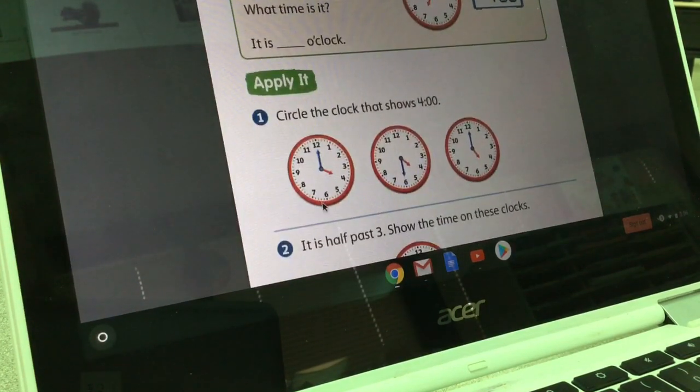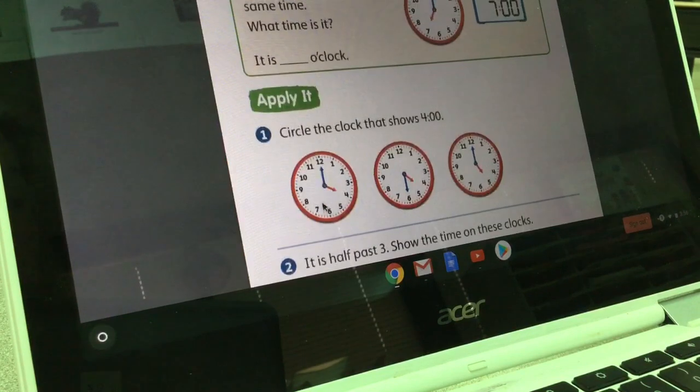Okay, let's apply it. The directions say circle the clock that shows 4 o'clock. Now, there's only one correct answer. It's important that we look at each one before making our choice. The hour hand is pointing to the 4. The minute hand is pointing to the 12. This shows us what? 4 o'clock. Oh, that's what we're looking for. Let's take a look at the rest just to make sure.